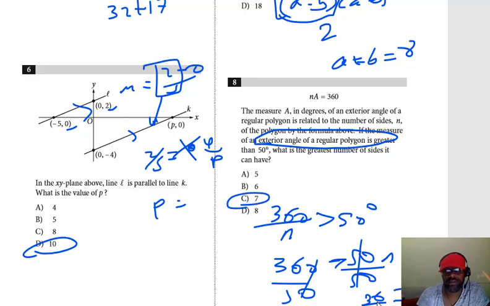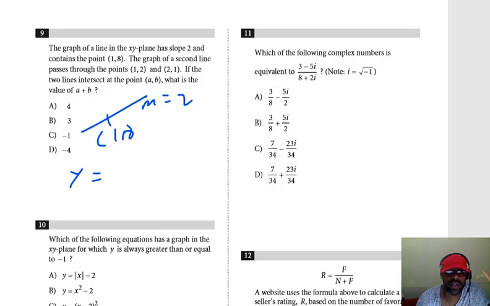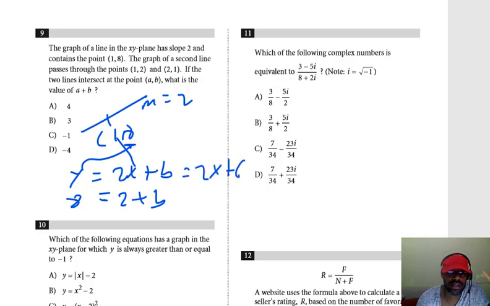Okay, the graph of the line on the xy plane has a slope of 2 and contains a point. Just roughly sketch it, you don't have to draw the coordinates. This has a slope of 2, and it passes through (1, 8). So we can easily find the equation of this line. y equals the slope 2 times x plus the y-intercept, which we don't know. So instead of y, substitute 8, and instead of x substitute 1, that becomes 2 plus b. So b is 6. So this equation is y equals 2x plus 6.